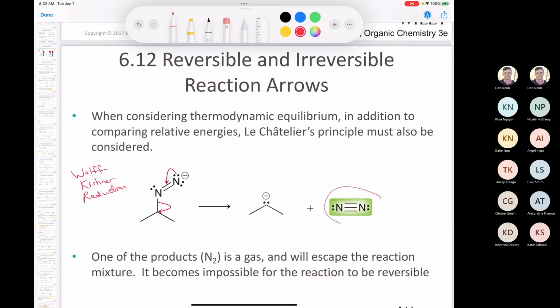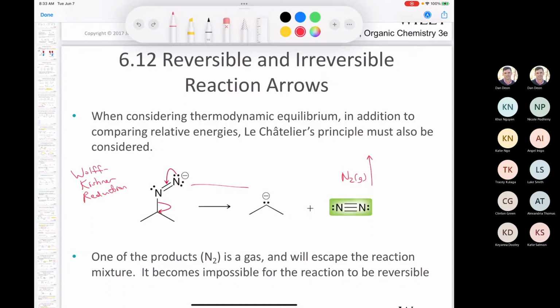Anyhow, but we lose nitrogen gas, right? You should remember from Gen Chem that N2 is a gas. And what's going to happen if you make a gas in your reaction? It's just going to end up as bubbles, and it's going to go out into the atmosphere. Well, that's not coming back. So there's no way for this to go backwards. All right.